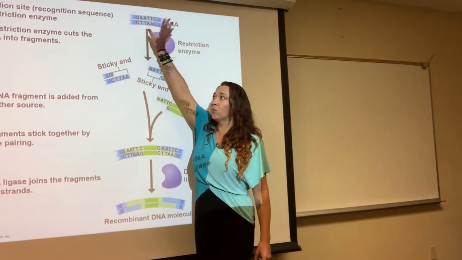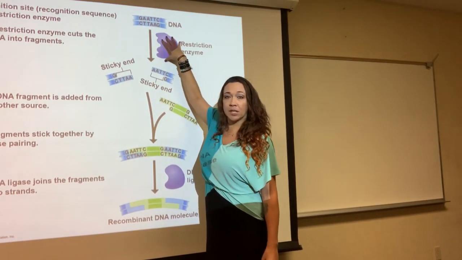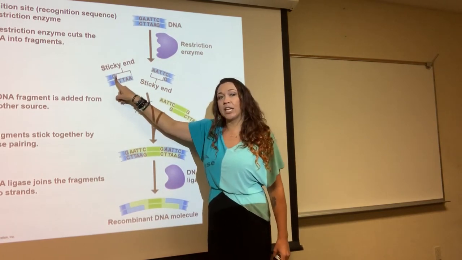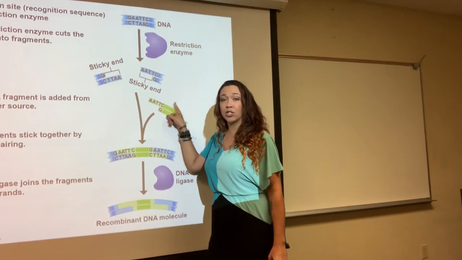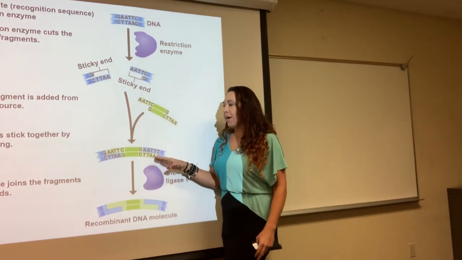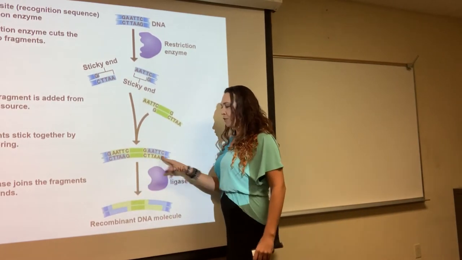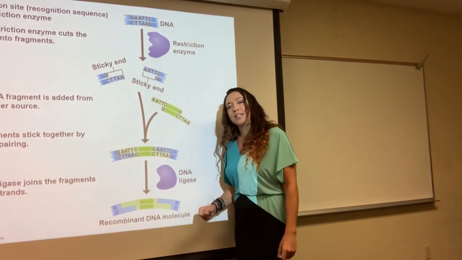So recognition site, that's where you want to cut. This restriction enzyme is going to come in, open up your DNA. Now you have these little sticky ends right here. All you have to do is attach complementary ends with the desired gene that you want in the middle, and then you're going to replace it. And basically, DNA ligase is going to come in and just kind of make sure that everything is attached. And now you have your complete recombined DNA.